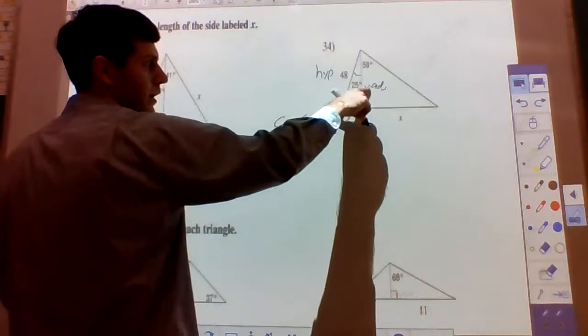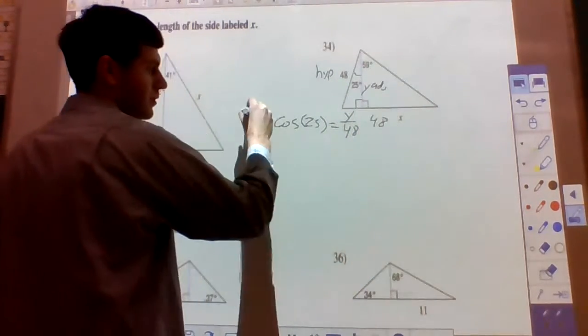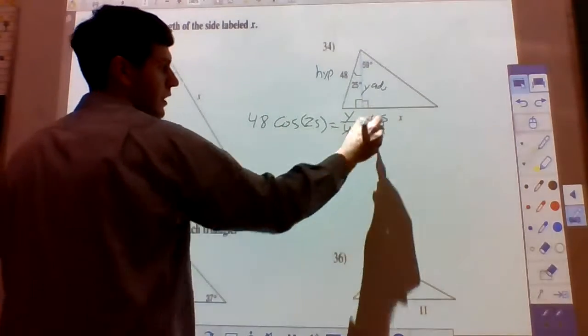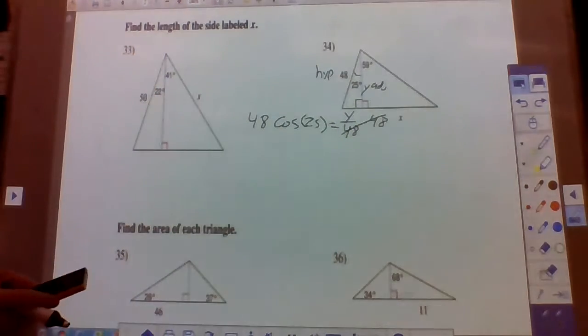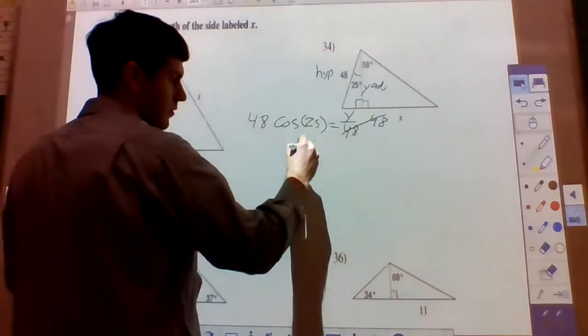And it's going to be y over 48. Multiply both sides by 48. These cancel. 48 times cosine of 25 is going to give us 43.5.